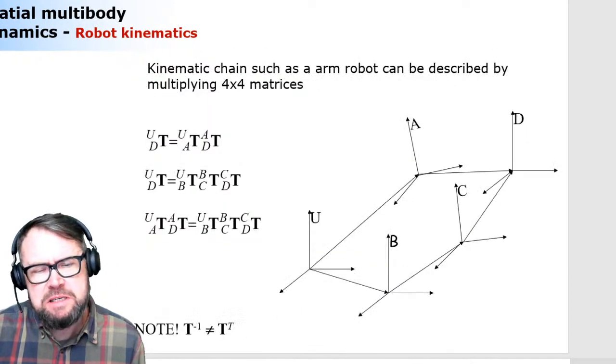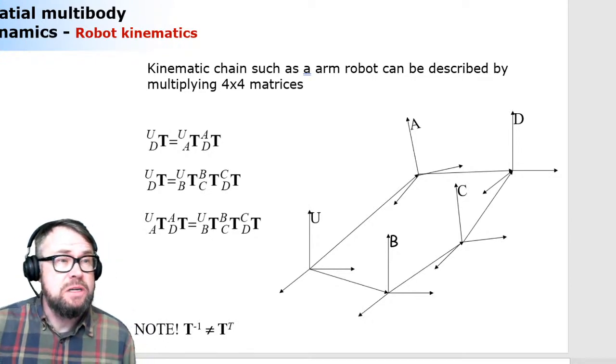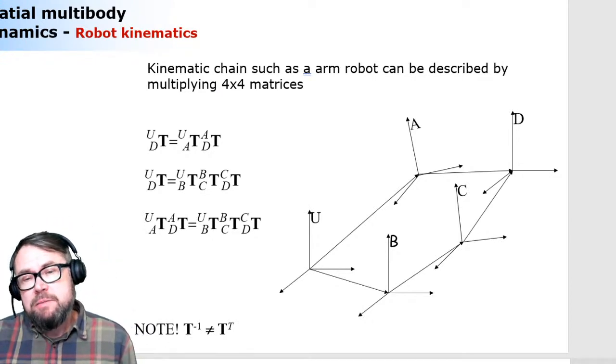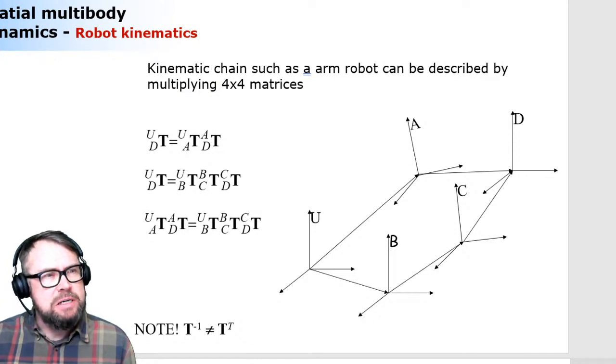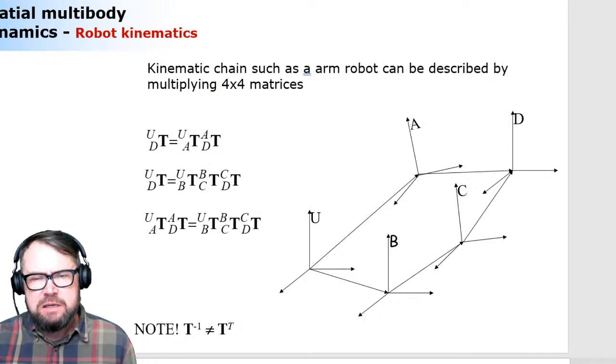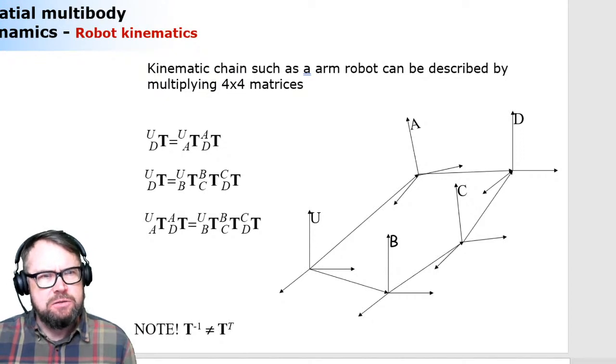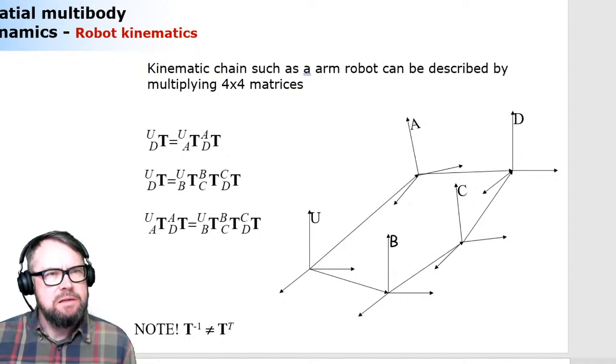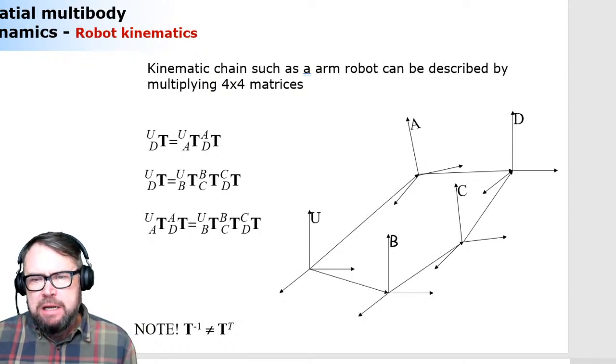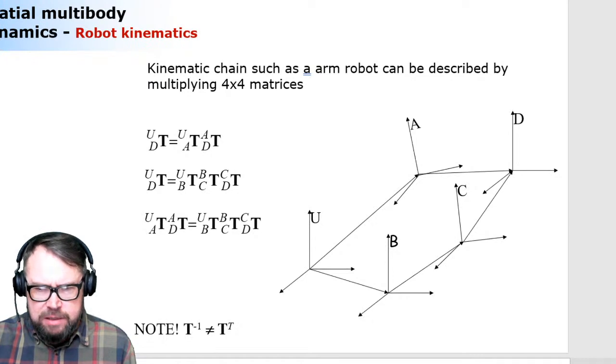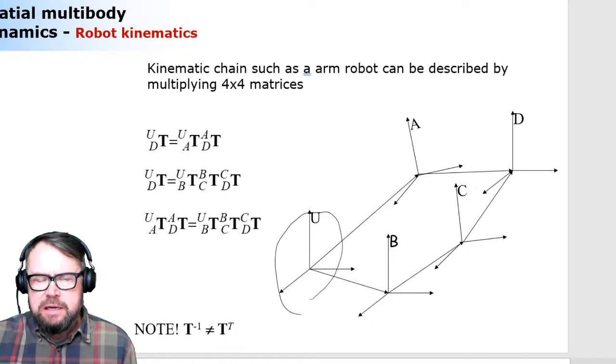Okay. But how is this used in robotics? Is it making any sense to use it in robotics? Well, yeah, it actually makes quite a bit of sense, because in robotics there could be joints that allow relative translation and relative rotations. Those are the two things we can tackle by using this 4x4 matrix representation. And you can build the kinematics, as shown in this example. You can build the relation between coordinate system U and coordinate system D. And that's the way you do it, with a 4x4 matrix representation.